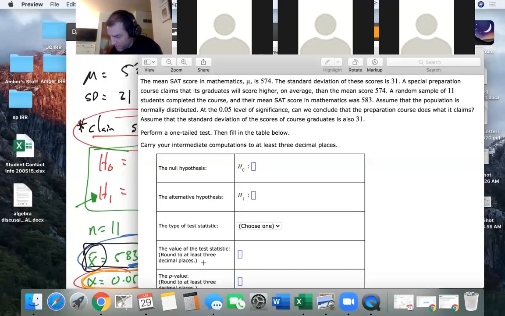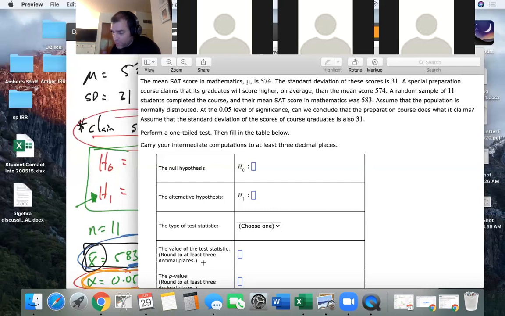Okay, so for us, these numbers are going to be 583 minus 574. Now, well, okay, if you look at this, if you look at the computation on top, 583 is bigger than 574. So we know that that's going to give us a positive number. And that's good, because if you look over here at your distribution, we're on the right side. And so we know that those need to be positive values.